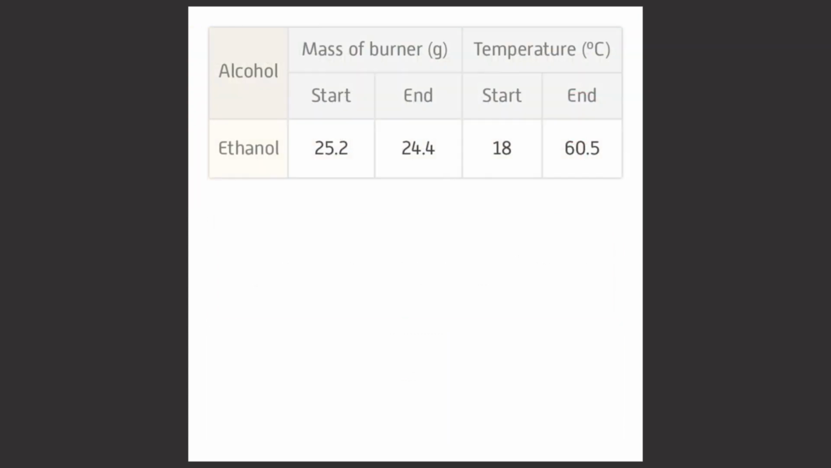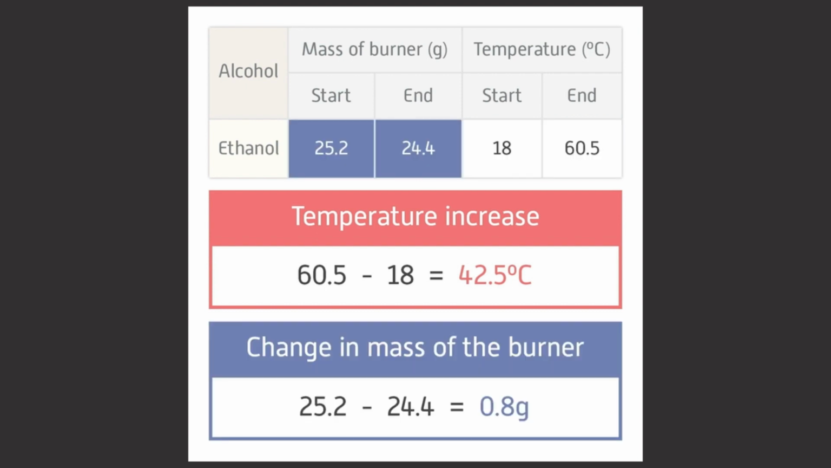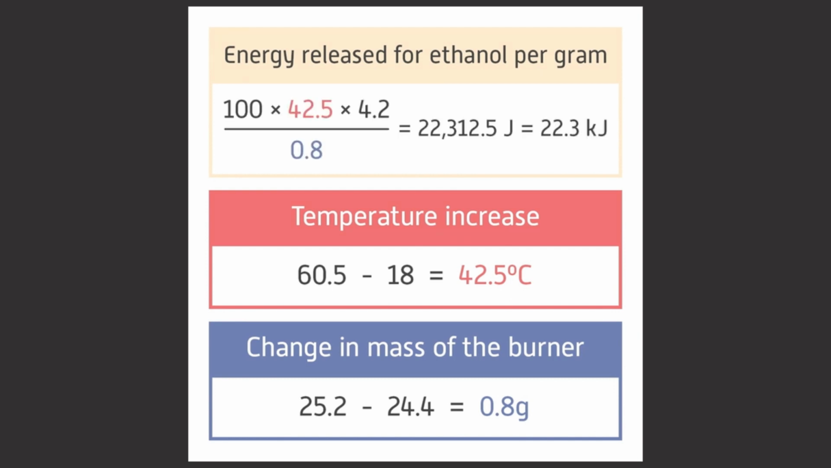Let's look at some sample results for ethanol. The temperature increase is 60.5 minus 18, which equals 42.5 degrees Celsius. The change in mass of the burner is 25.2 minus 24.4, which equals 0.8 grams. The energy released for ethanol per gram can be calculated on screen as 100 times 42.5 times 4.2 all over 0.8 is 22,312.5 joules, which is 22.3 kilojoules. So the result we get from our data is 22.3 kilojoules per gram.